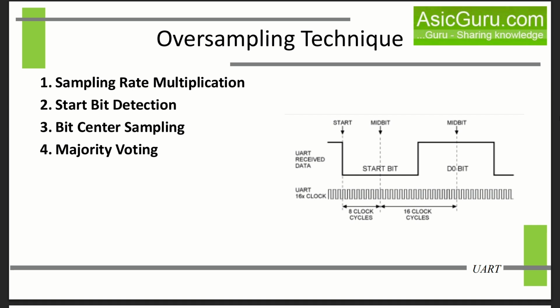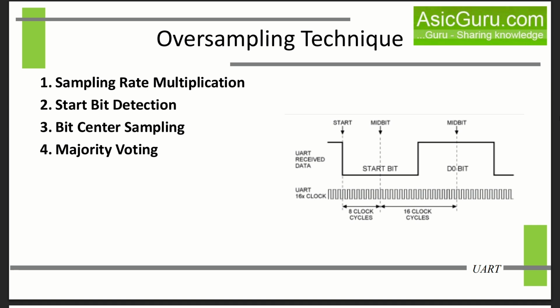When the idle state transitions to the low start bit, the receiver begins counting. When the count goes 0, 1, 2 up to 8, it samples at the middle of the start bit. Multiple samples are taken to confirm it's a genuine start bit and not noise. If the majority of samples are low, it's considered a valid start bit.